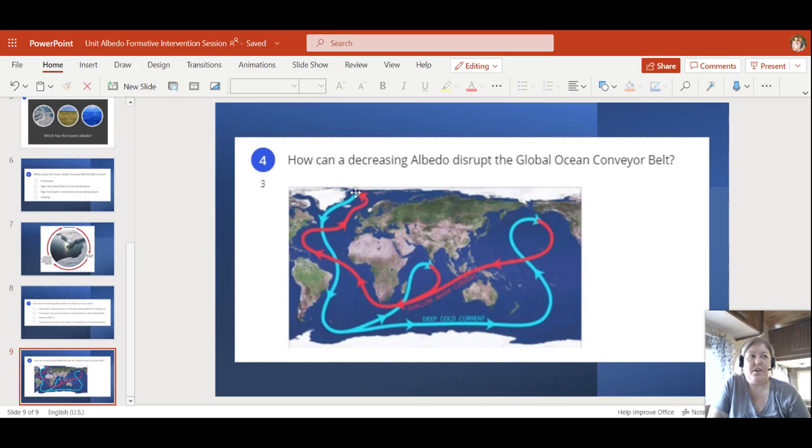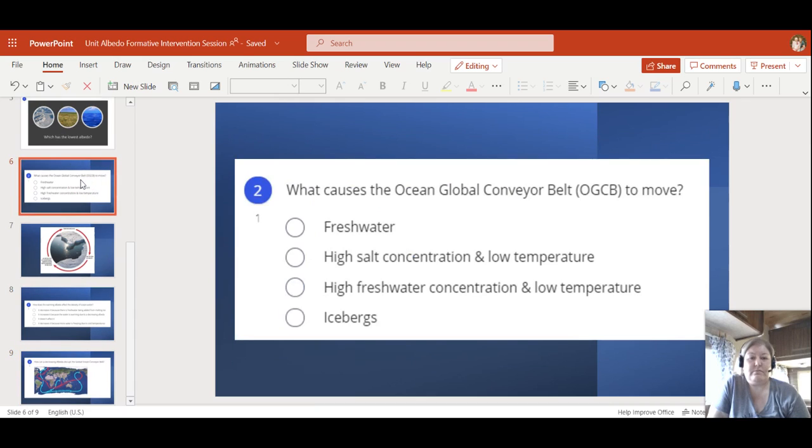Is it going to be warm? Or is it going to be fresh water? Is it going to be a high salt concentration and a low temperature? Is it going to be a high freshwater concentration and a low temperature? Or is it just going to be icebergs? So think about the blue bottle versus the red bottle and what their characteristics were.